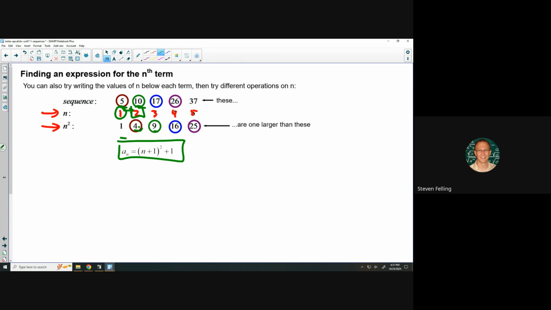So these can be either pretty straightforward or really, really hard. And there's no general way to do it other than to try to write out n and write out some things involving n and see if you see any patterns that work.